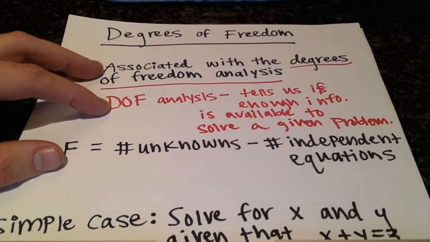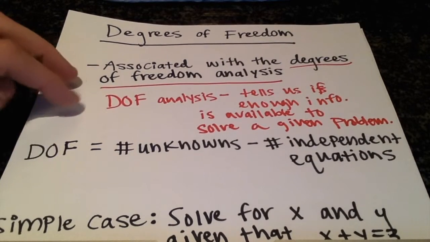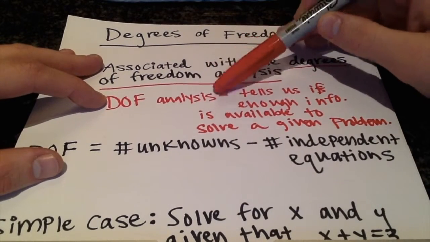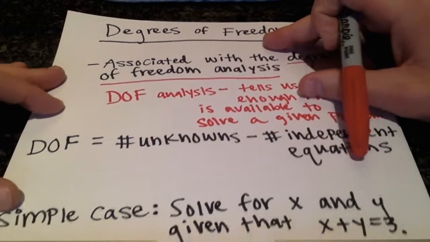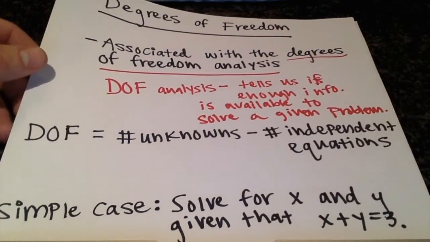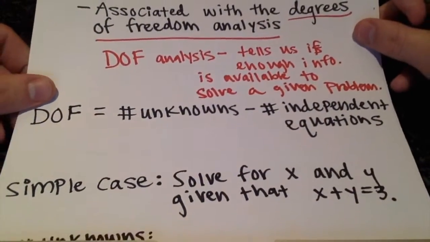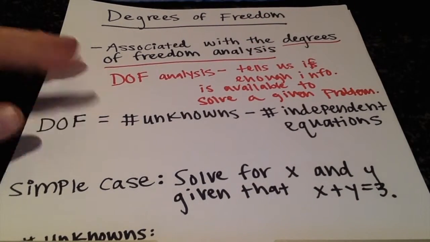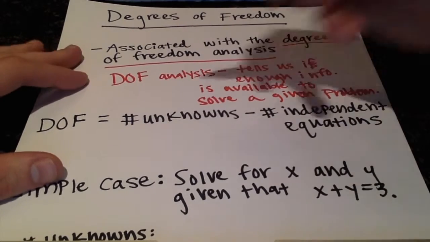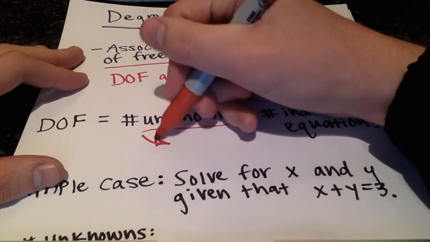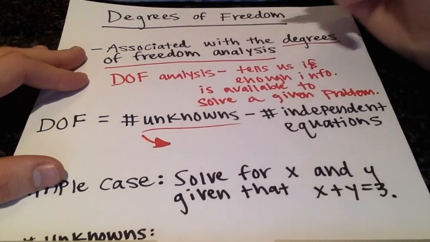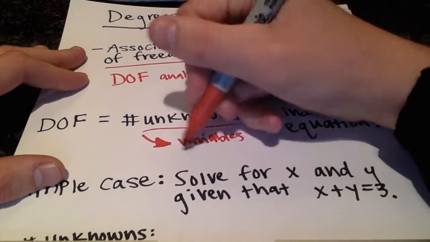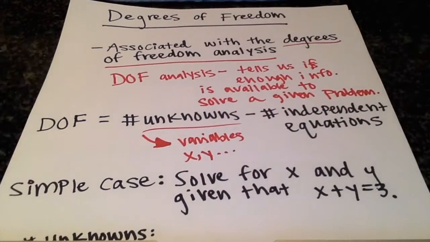Okay, so there is another definition of the degrees of freedom. This is basically what the degrees of freedom analysis allows you to do, and the more common definition of degrees of freedom is that it is the number of unknowns minus the number of independent equations. So our unknowns are going to be the values we're trying to solve for. Usually these are variables like x and y, for instance.